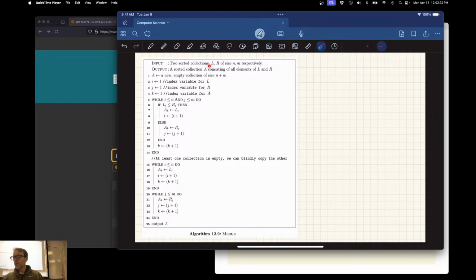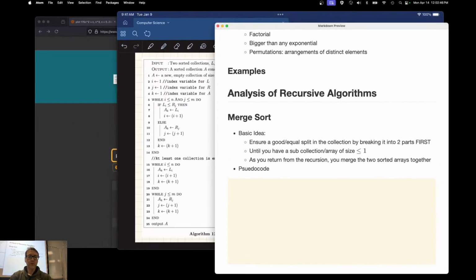Here, the left is of size n and the right is of size m. Right? So this is the merge, and then at some point you break out because you just blindly copy over the rest of it. Okay? That's merge sort. We're going to come back to this pseudocode here in a second.